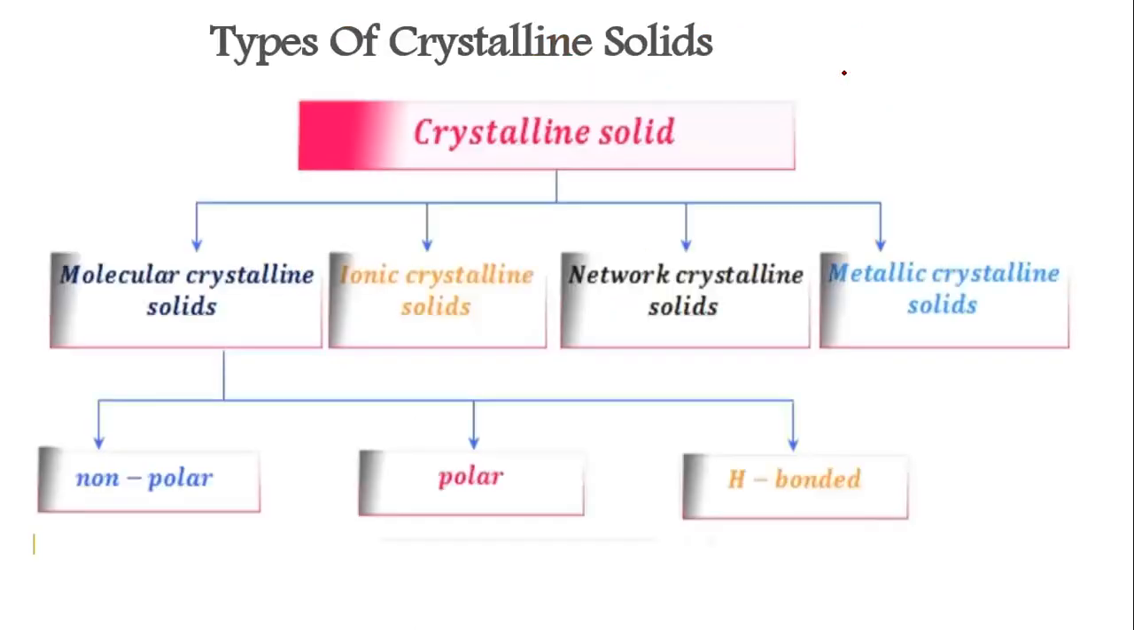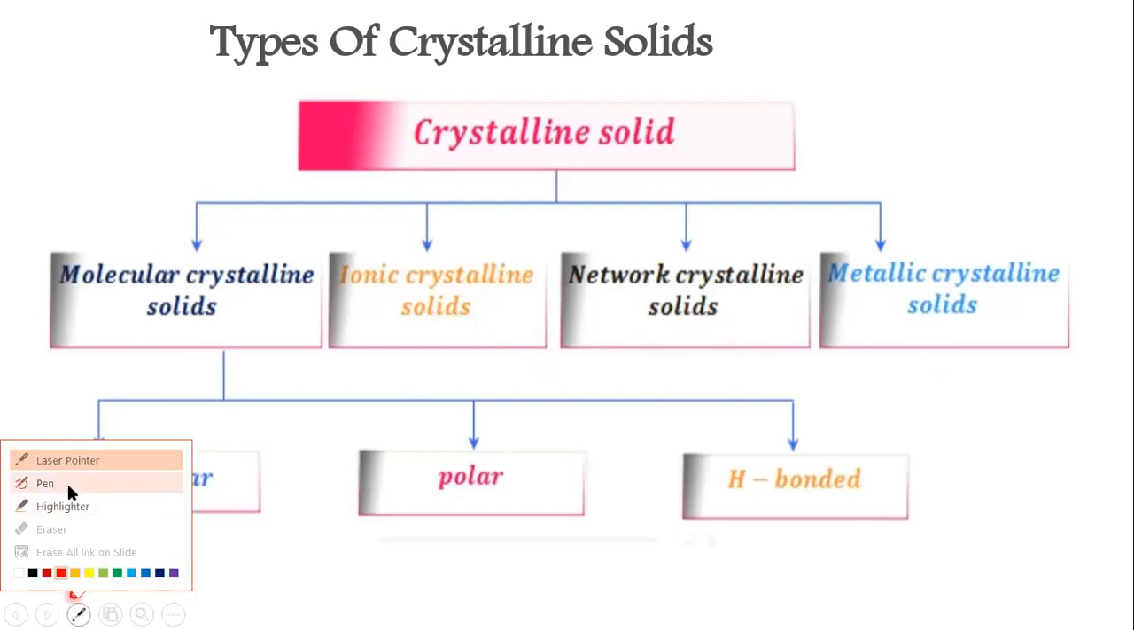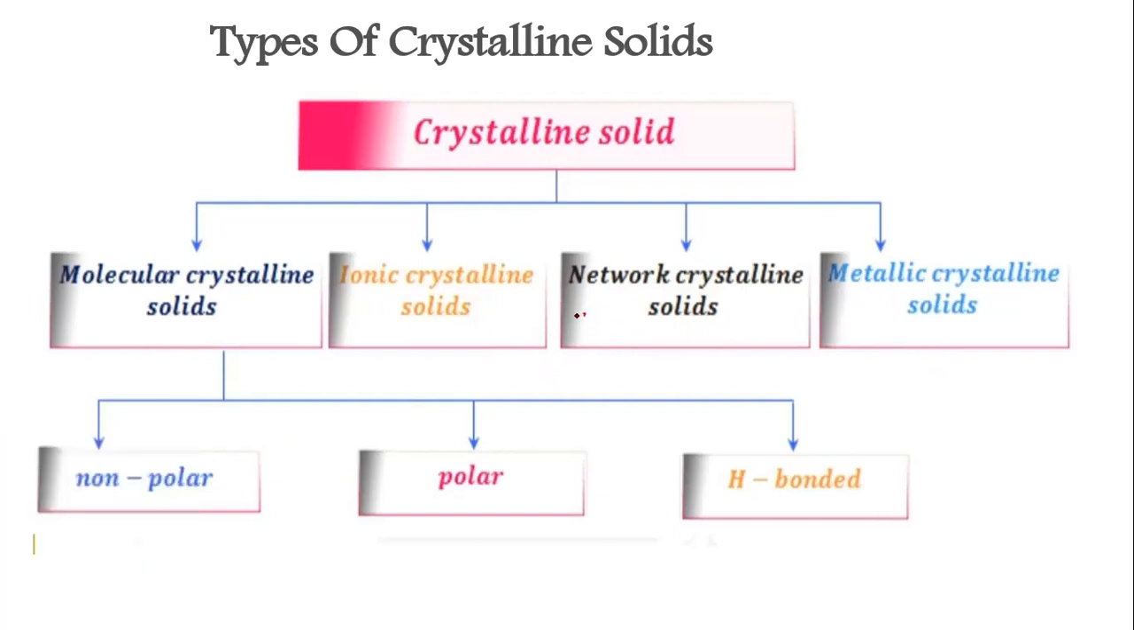Okay. Now next we are going to do is types of crystalline solids. Now you can see on screen ये classification है. Crystalline solids are being classified into molecular solids, ionic solids, network solids or covalent solids, and metallic solids. Okay, so here you can also write down. These are also known as covalent solids.